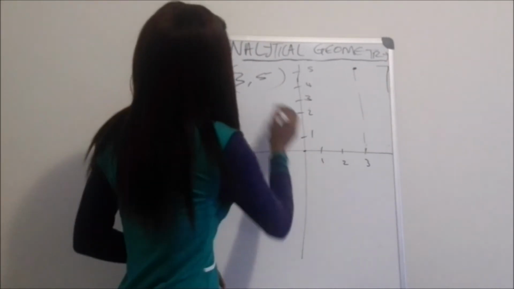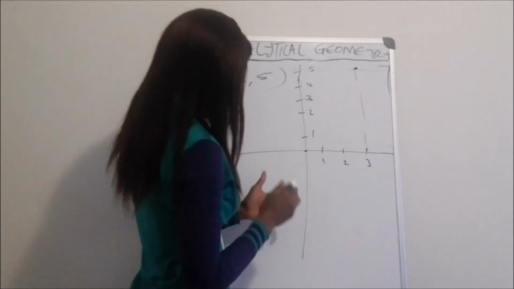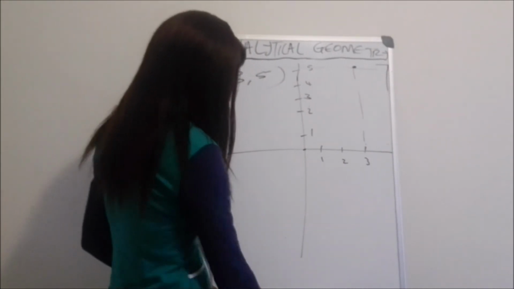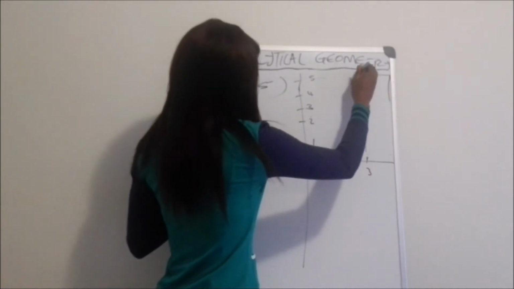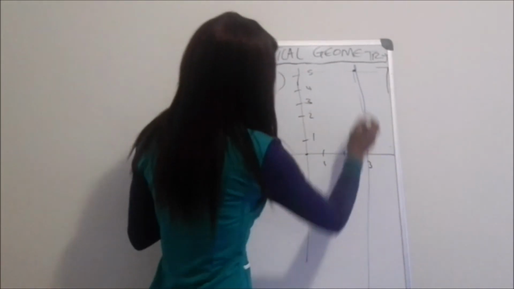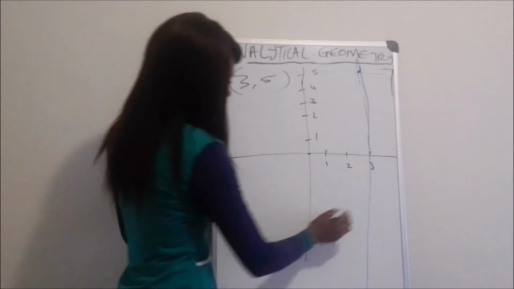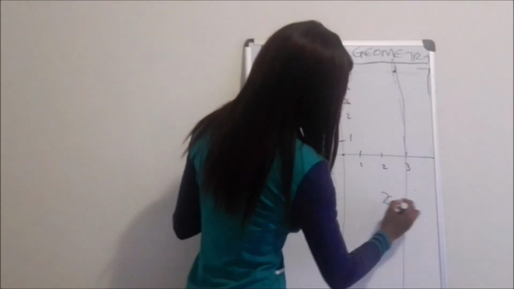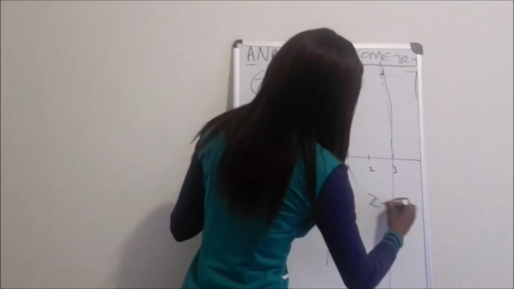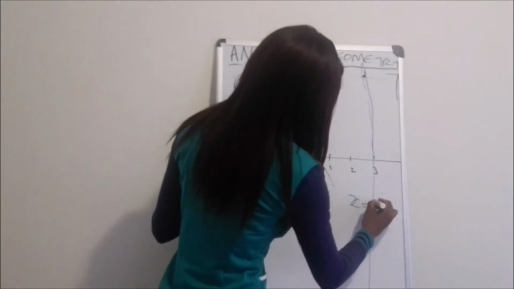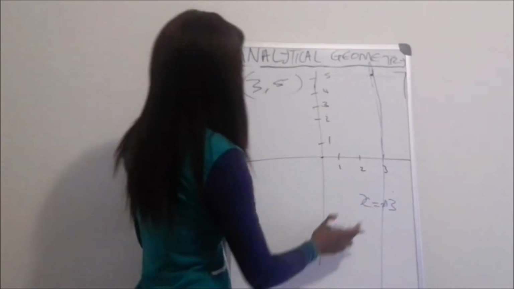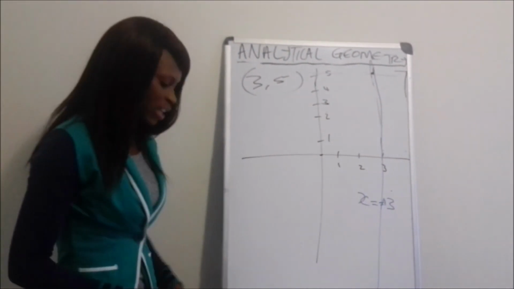Alright guys, from here we are told that it's a vertical line. That means our line won't be horizontal like that. It will actually be vertical, which means that it's parallel to the y-axis. So this is our vertical line, the line that we have to find an equation for. We can already tell that the equation for this line is x = 3.